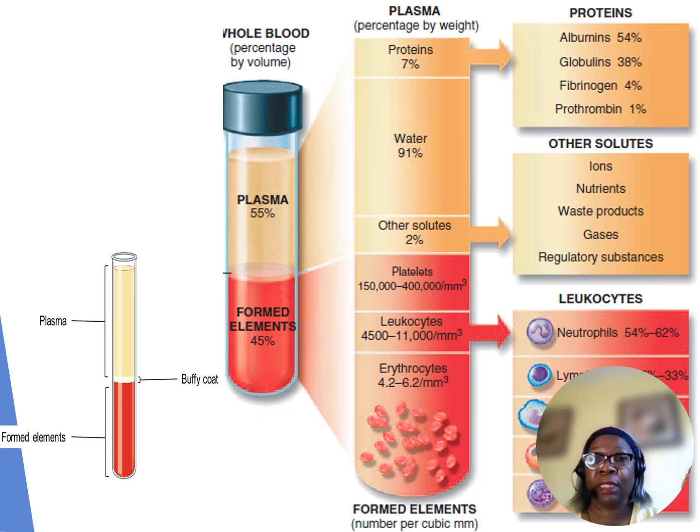Now, thrombocytes, those are also known as platelets, right? Those are the platelets, and those assist in forming clots. And then we have plasma. Plasma is where you find mostly water, some important proteins, and other solutes like waste products, nutrients, gases, and regulatory substances like hormones. Now, plasma accounts for 55% of blood. And what is the main component of plasma?